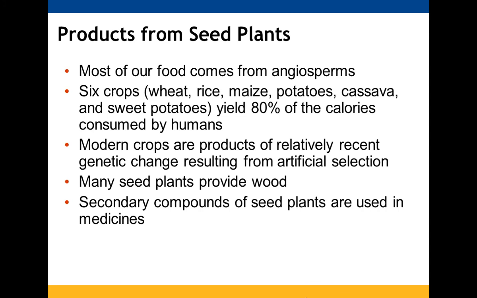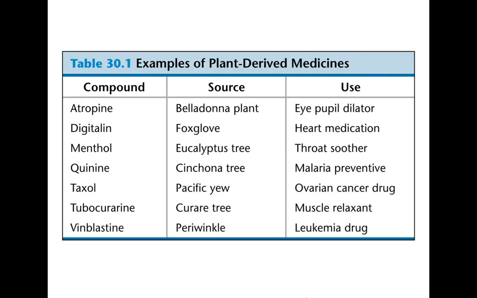And because of what we are able to do now in the lab with artificial selection, we're really able to harness the power of these plants and increase the amount that is generated for our needs. And I talked about the wood and the medicine. Here are just some examples of different plants and the medicines that they are able to create from those plants.